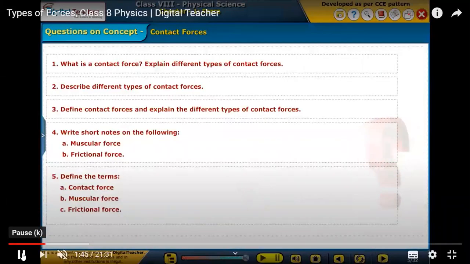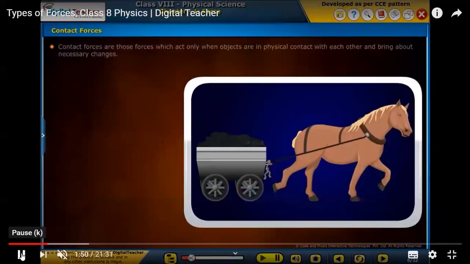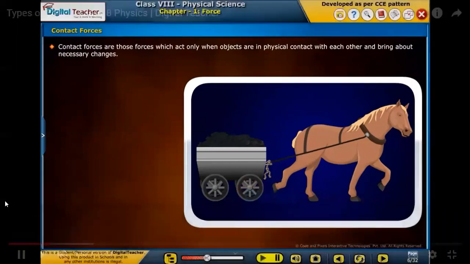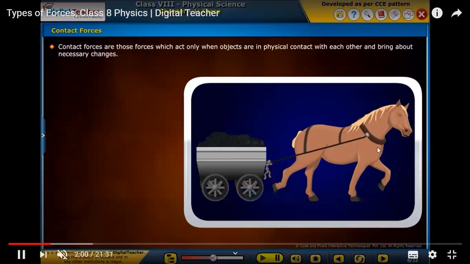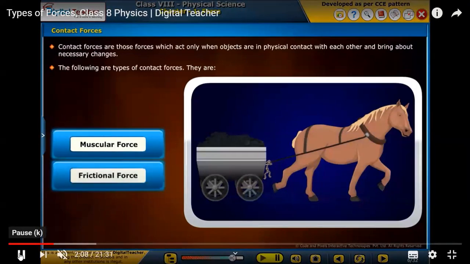These are some important questions for the topic of contact force. Now, contact force. Contact forces are those forces which can act only when objects are in physical contact with each other and bring about necessary changes. The following are the types of contact force. They are muscular force, frictional force, and mechanical force.